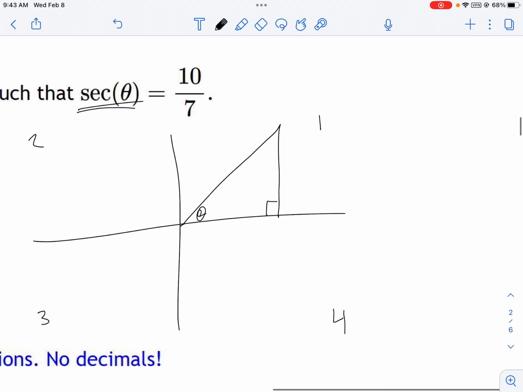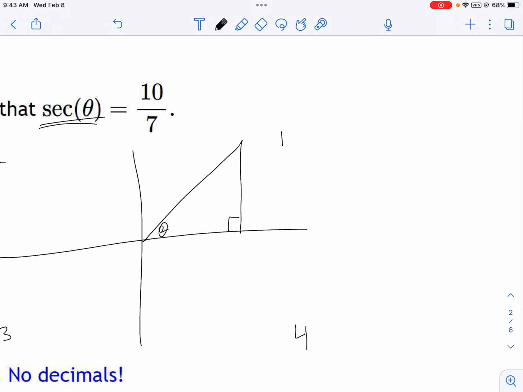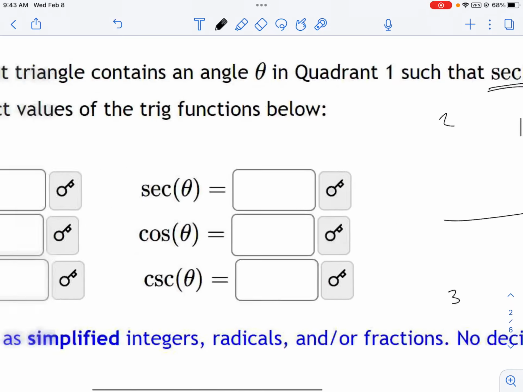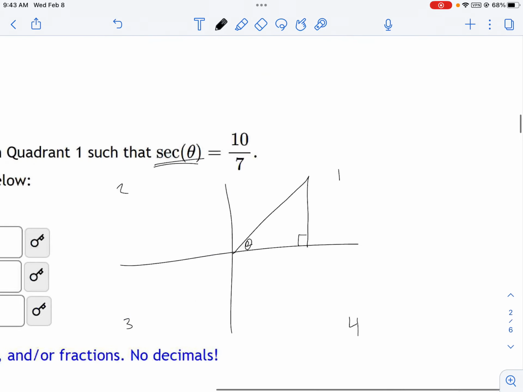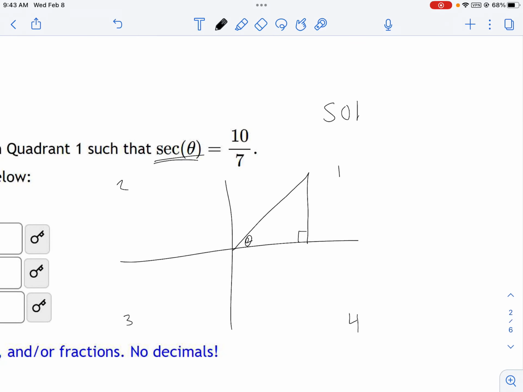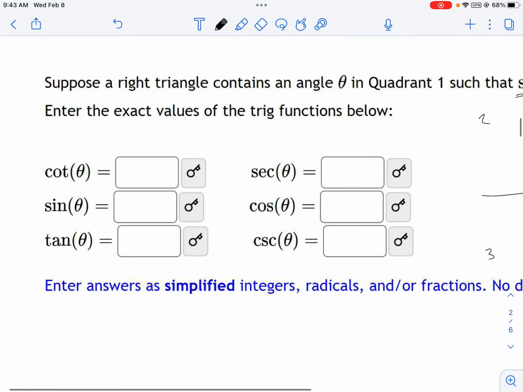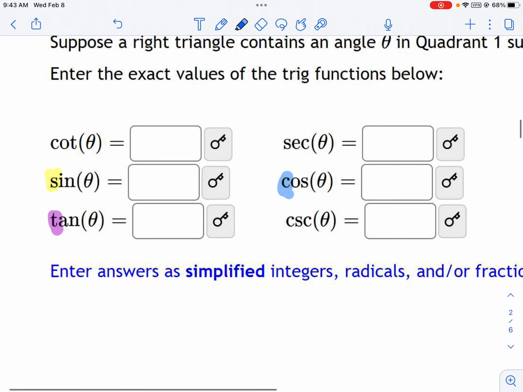We're given secant. And secant, you might remember, is the reciprocal of cosine. How I know that is you have your three main functions, right? So let's write this off to the side. We'll need it. So we have SOHCAHTOA. Sine, cosine, tangent. Those are your main three functions. Now the other three, cotangent, secant, and cosecant, are reciprocals of the main three.